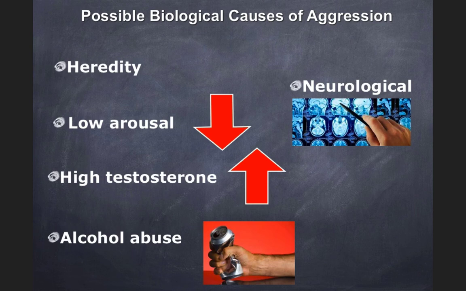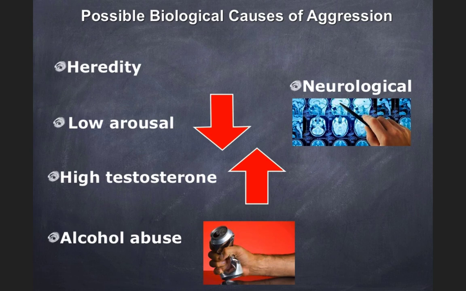Now, low arousal: these are people who are not easily aroused, so they don't get excited very easily. When things get you really anxious, they're still calm. People with low levels of arousal seek stimulation and excitement to increase the arousal, so they need more, and sometimes aggression can be that more.